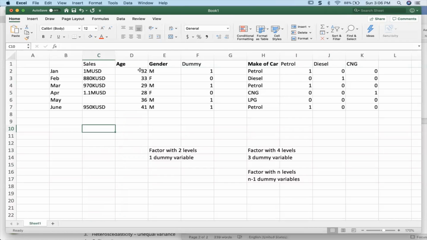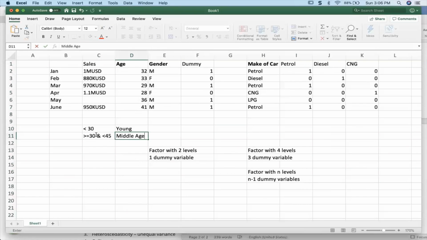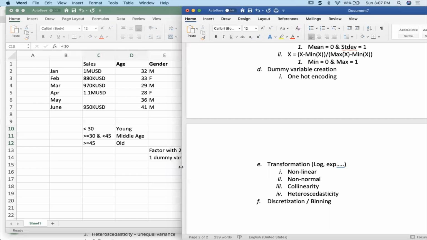Can I not come up with buckets, saying that any person whose age is less than or equal to 30 years is considered to be young? Anyone whose age is greater than or equal to 30 and less than 45 is middle age, and greater than or equal to 45 could be old. Something on those lines, right? So if you have continuous data and you do this, you make your data discrete. That's discretization or binning.